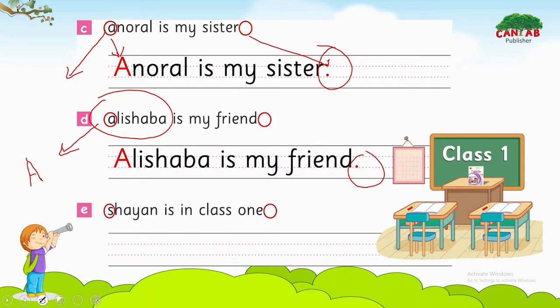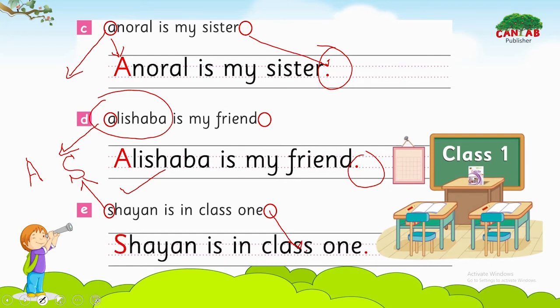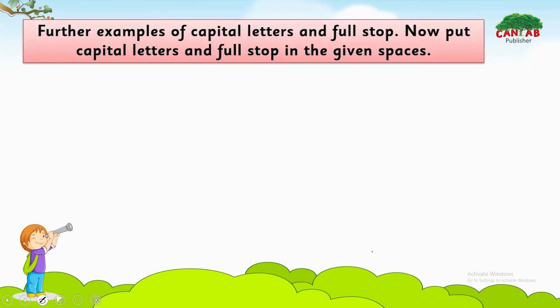Next example is Shayan is in class 1. Here again you are seeing that S is small, so this S should be replaced with capital S, and there should be what? Full stop at the end. And you are clearly seeing that Shayan is now capital and there is a full stop at the end of the sentence. So, these are further examples of capital letters and full stop.